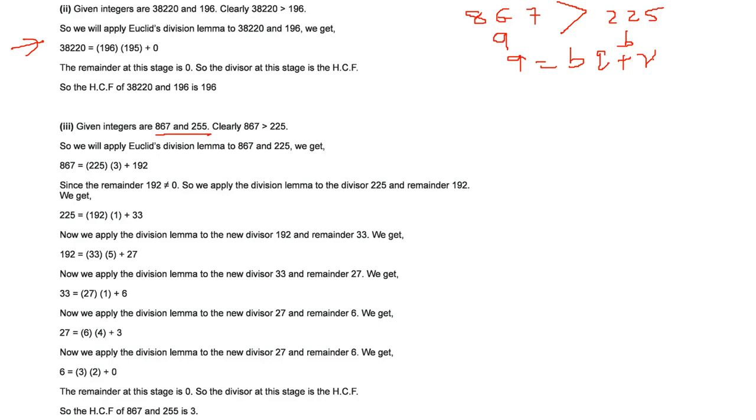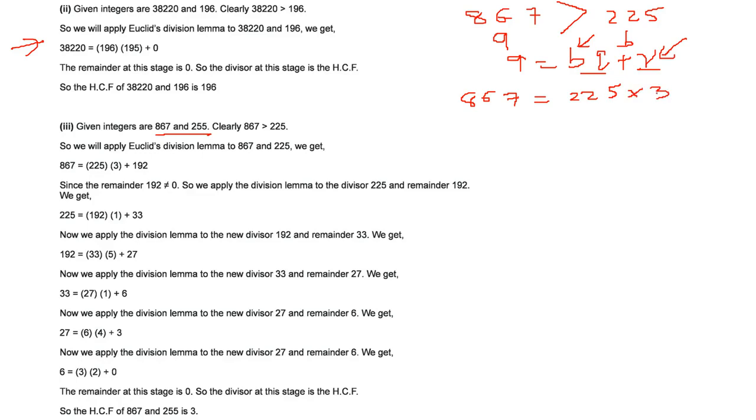And this R has to lie between 0 and a certain value, which is one of these. It cannot go beyond that. But we are trying to find out the HCF at that point where remainder becomes 0. This B is going to be our HCF. So let us start. 867 has to be represented in the form of this, 225 I am writing in the place of B. And I don't know what to multiply. Let us multiply it by 3.